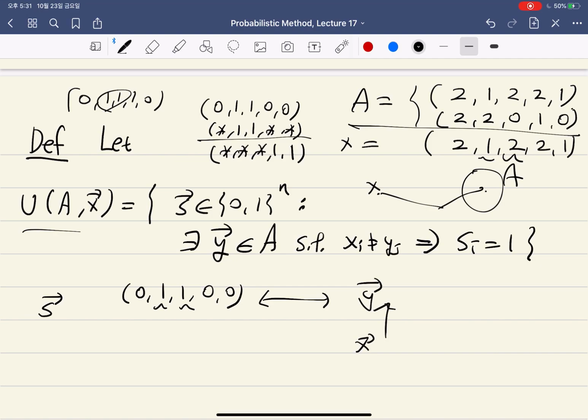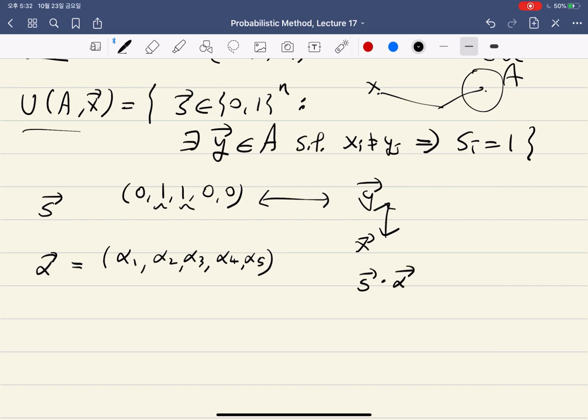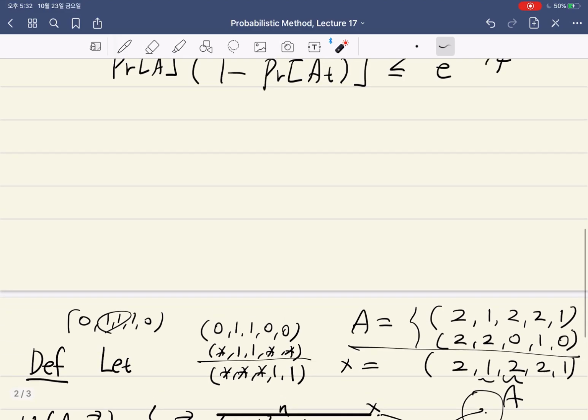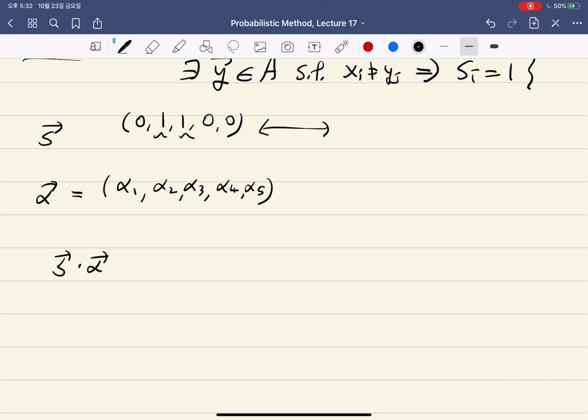And what's the weighted Hamming distance? If we have weights alpha 1, alpha 2, alpha 3, alpha 4, alpha 5, then the weighted Hamming distance between x and y is S dot product with alpha. So considering these points actually allows us to translate these into some other term that we are familiar with, which is the dot product.